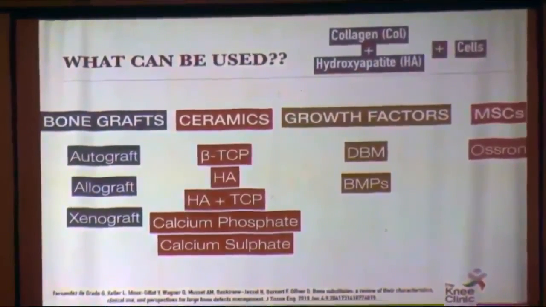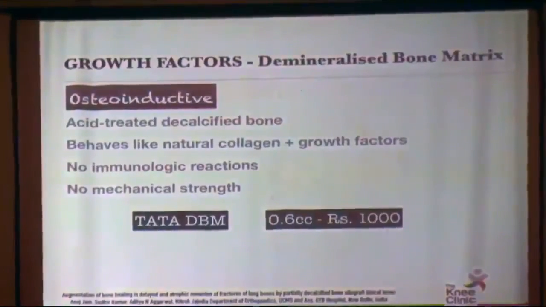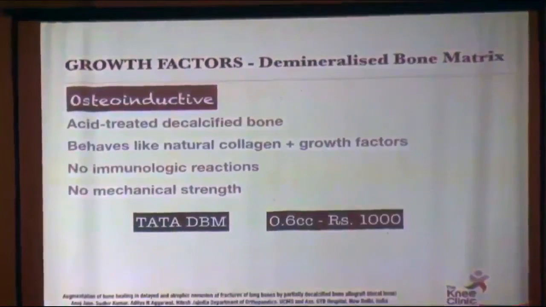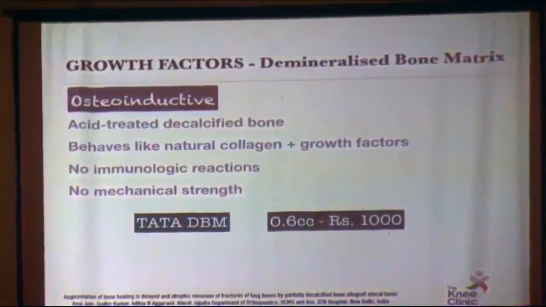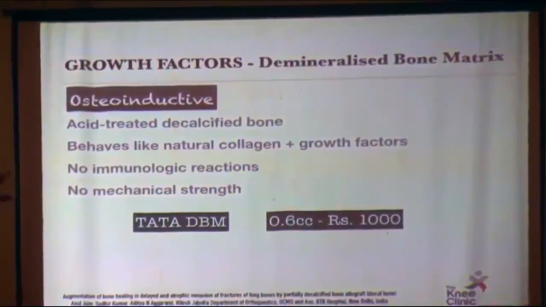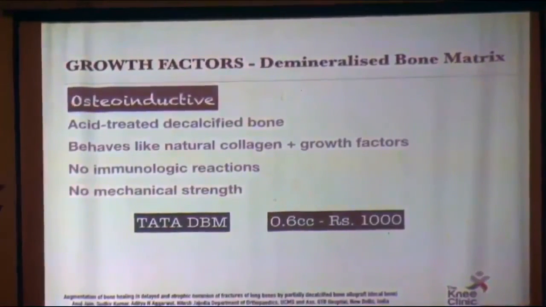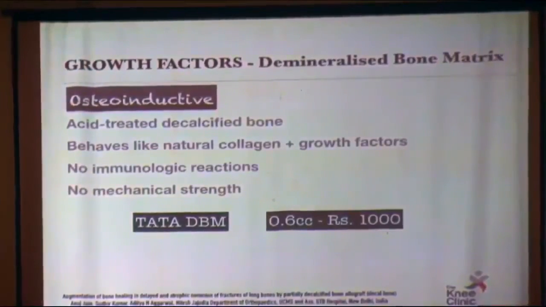Next, we move on to growth factors. So what's demineralized bone matrix? So you get the Tata allograft that we spoke of. That allograft is put in HCl. When you put it in acid, all the minerals go away. So what is remaining is that collagen. So the hydroxyapatite that I told you of in the bone and collagen. So all the minerals are out.